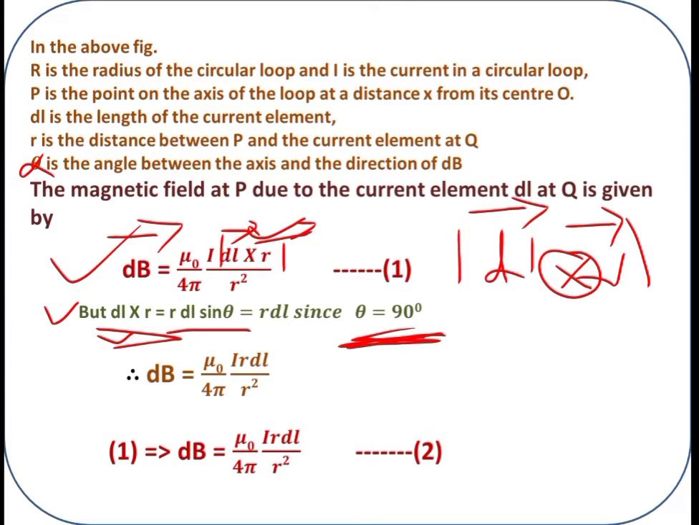After substituting this value and simplifying, therefore dB is equal to mu naught by 4 pi, I dl upon r square. According to our convenience we can call this equation number 1. Then from equation 1, dB is equal to mu naught by 4 pi, I dl upon r square. You call it equation number 2.